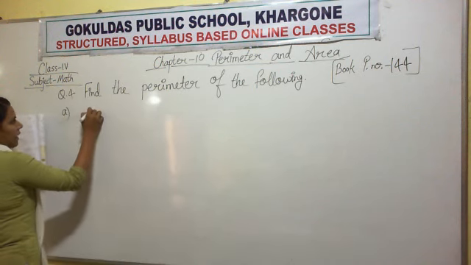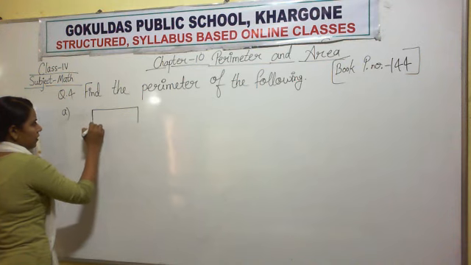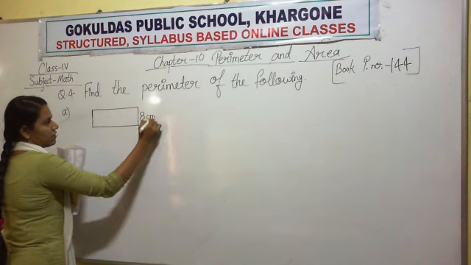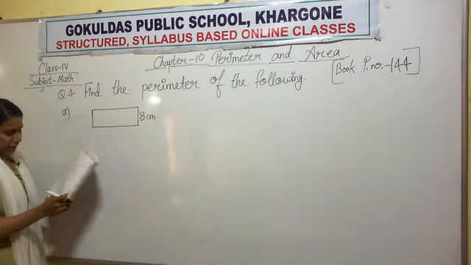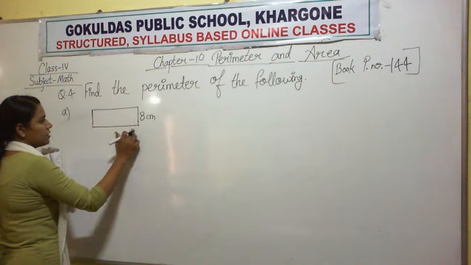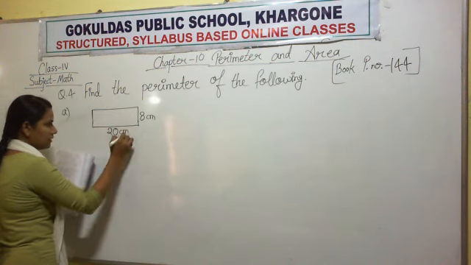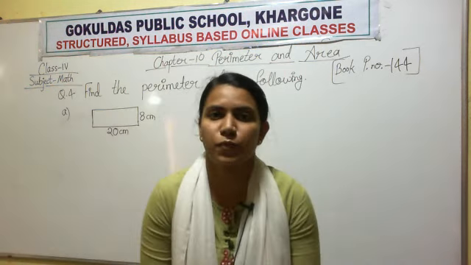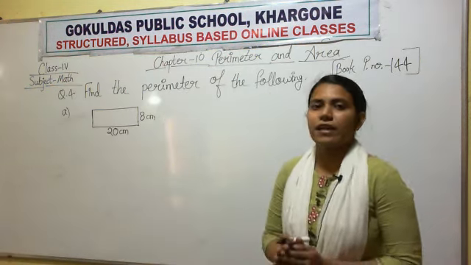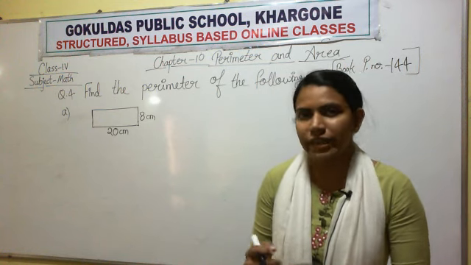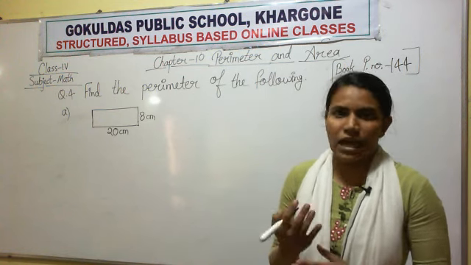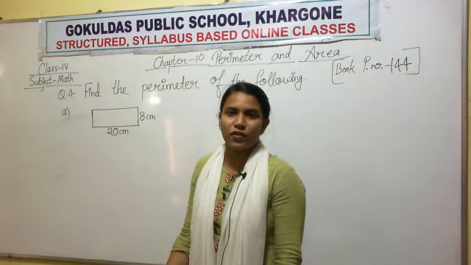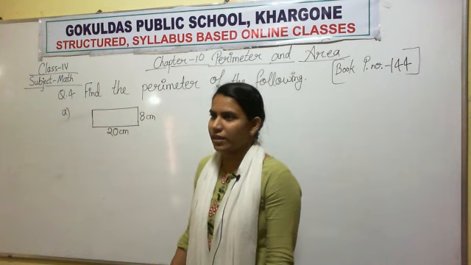A rectangle is given in the book, in which this side is 8 centimeter. The length of this side is 8 centimeter and the length of this side is 20 centimeter. Right? Now, as you know the properties of a rectangle, what are the properties of a rectangle? It has 4 sides and opposite sides are equal in a rectangle, right?